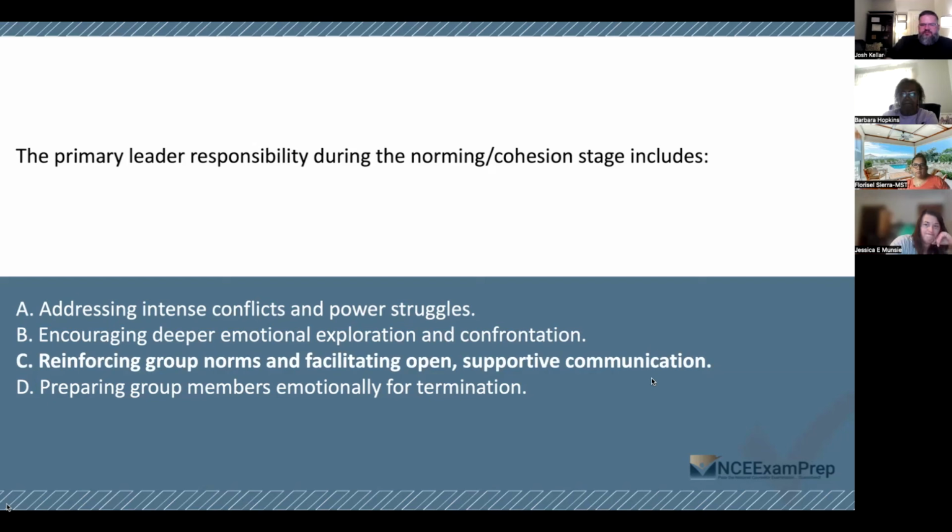Okay, reinforcing group norms and facilitating... I was getting ready to say that I picked that because I couldn't find my unmute button. That's funny. Yeah.